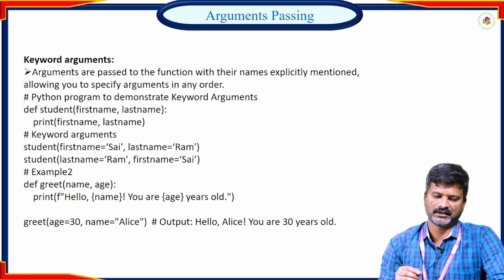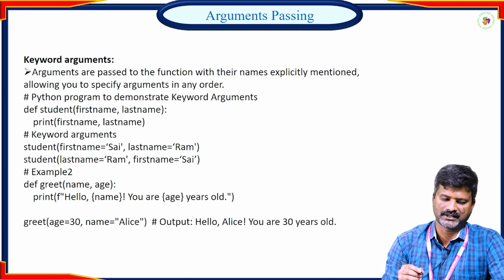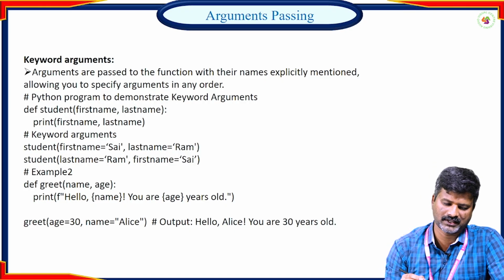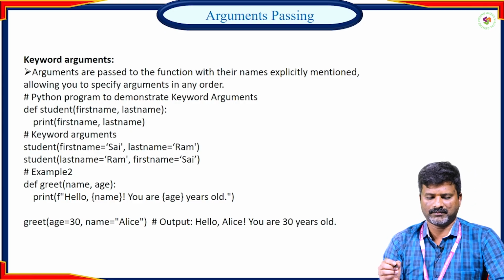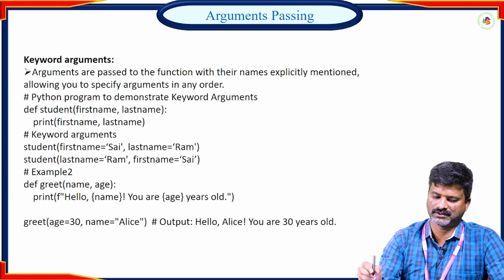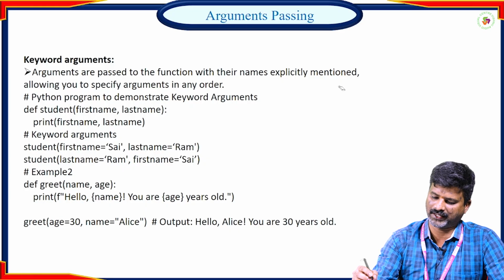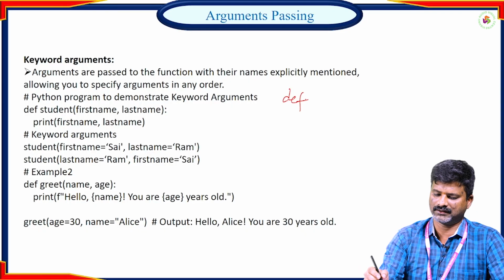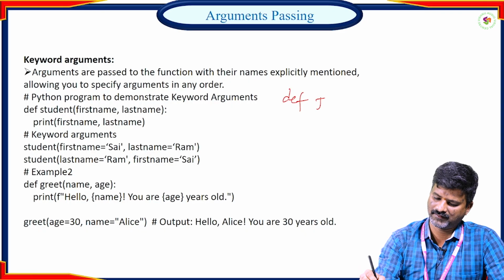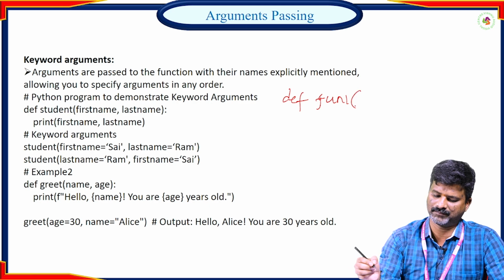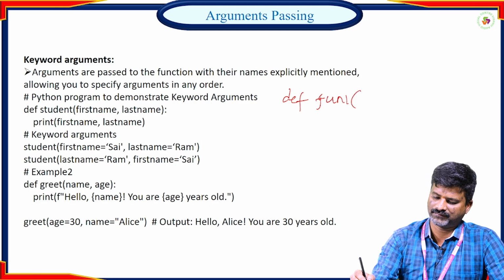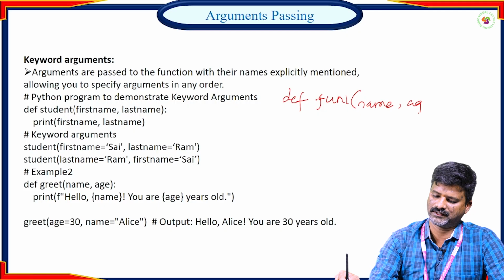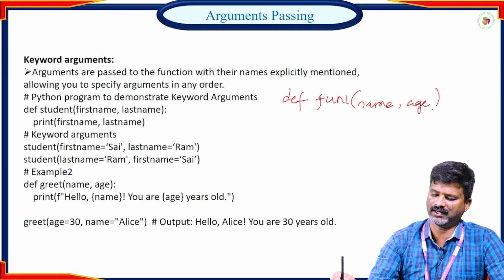Next, the second method to pass arguments or parameters to your function is keyword arguments. The first one is the default argument, and the second one is the keyword argument: arguments passed to the function with their names. Suppose I am taking some function, fun1, with name and age as parameters.